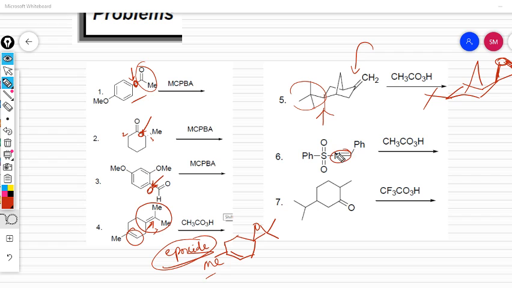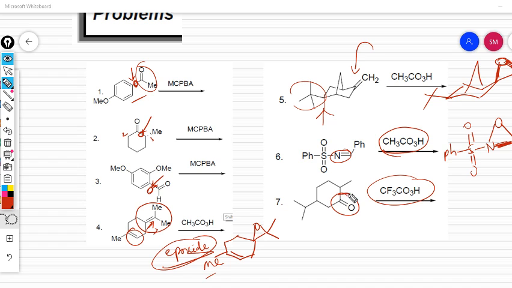And this unsaturation here is going to react with peracid to result in the epoxide. So don't think that because it is not a C=C double bond it will not react. Any unsaturation can be epoxidized with the usage of peracids. Here is one more combination, with a carbonyl.